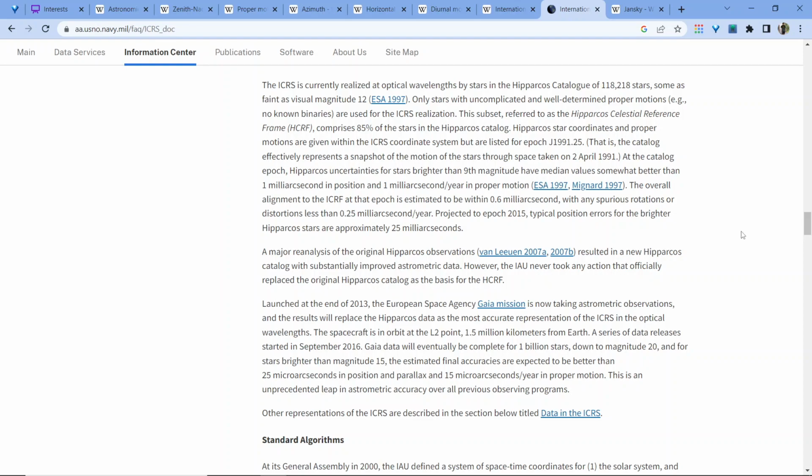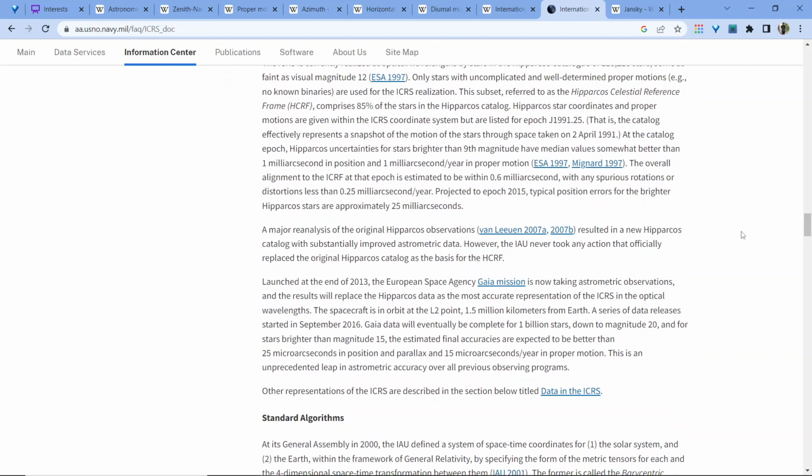The spacecraft is in orbit at the L2 point, 1.5 million kilometers from Earth. A series of data releases started in September 2016. Gaia data will eventually be complete for 1 billion stars down to magnitude 20, and for stars brighter than magnitude 15, the estimated final accuracies are expected to be better than 25 microarcseconds in position and parallax and 15 microarcseconds per year in proper motion. This is an unprecedented leap in astrometric accuracy over all previous observing programs.